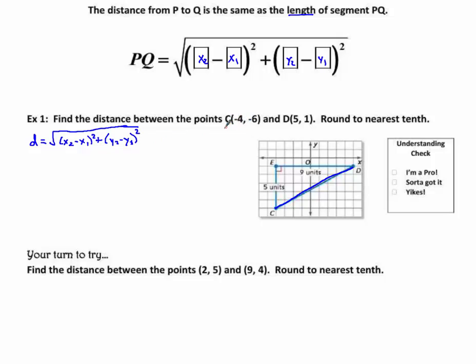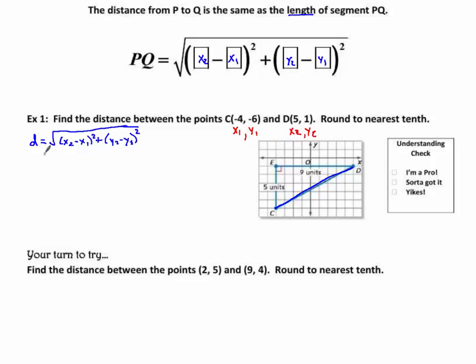So my first point here, C, that'll be this one. So I'll say that this is x1 and this is y1, because this point has an x value and a y value. Then I come over to D, x2 and y2.